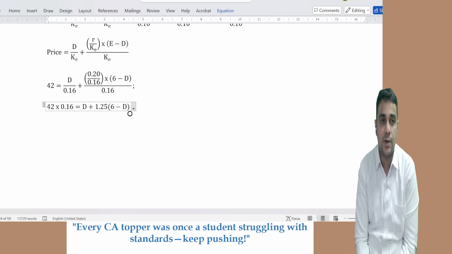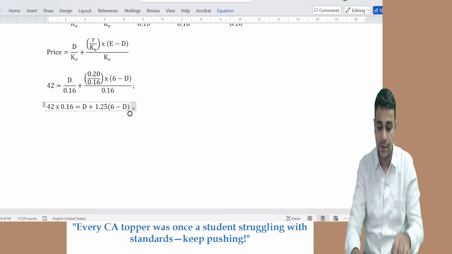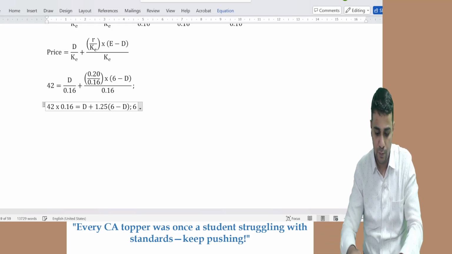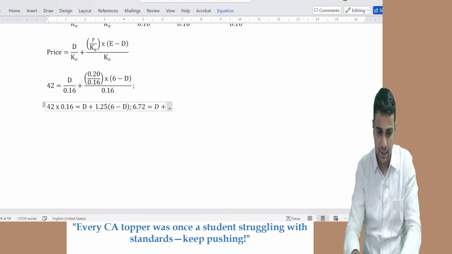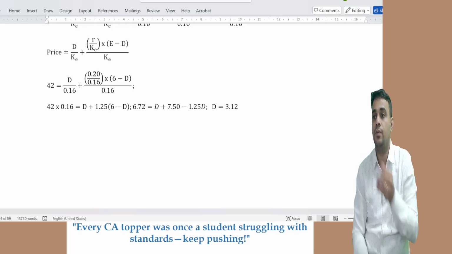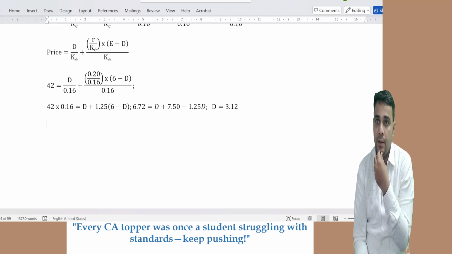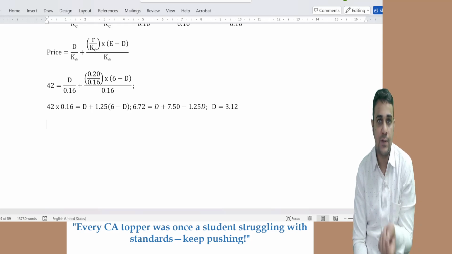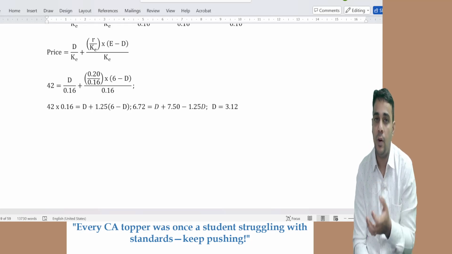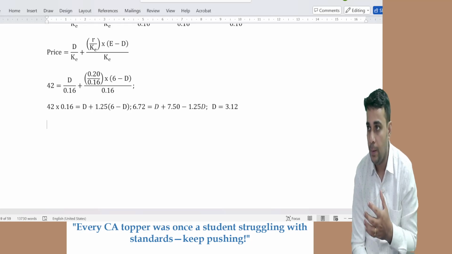42 into 0.16 is equal to D plus 1.25 into 6 minus D. 42 into 0.16 is 6.72, equal to D plus 7.5 minus 1.25 D. If you solve, you will get D is 3.12. If dividend is 3.12, price is 42. You change the dividend, price will change. That is called relevance model. Relevance model means there is a change in the value of the company if you keep changing the dividend.